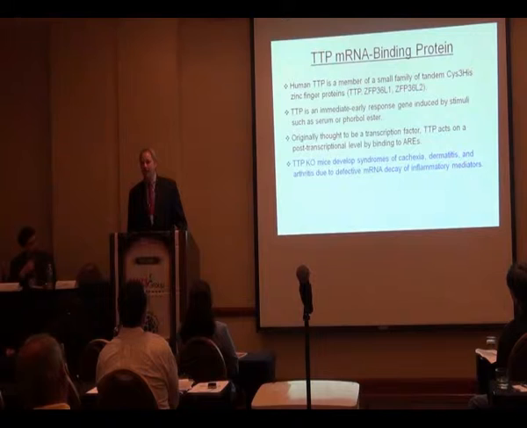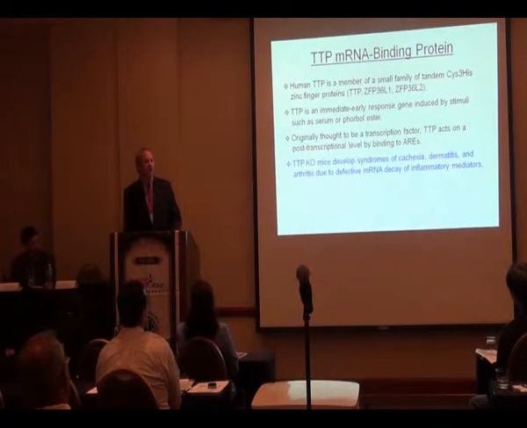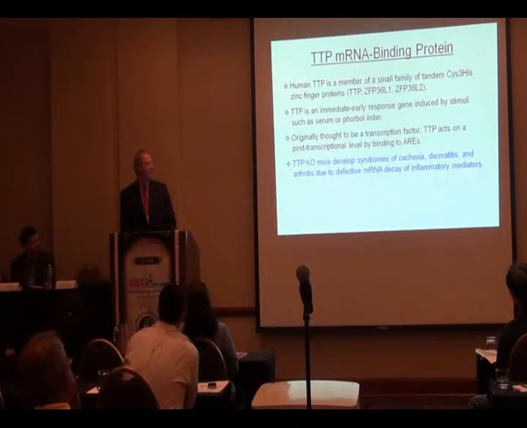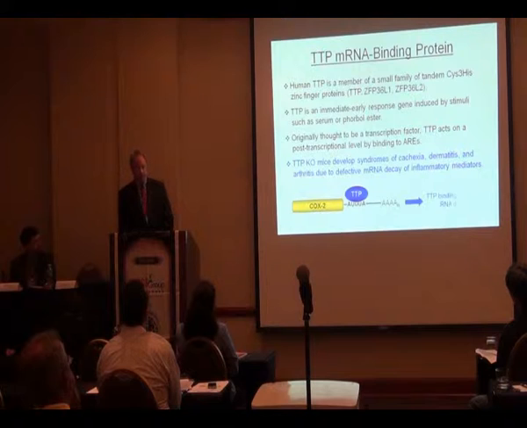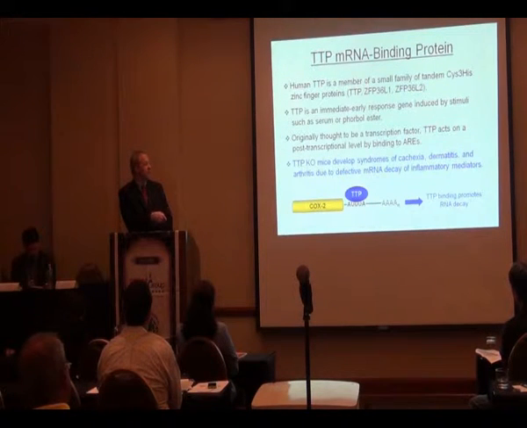Very interestingly, if you take a mouse and delete this TTP protein from its genome, it develops severe inflammatory diseases such as cachexia, dermatitis, and arthritis. And it's been shown that this is due to overexpression of COX-2 and TNF-alpha and other inflammatory mediators. So basically, this protein will bind to RNAs like COX-2 on this signature sequence and promote their decay, thus limiting their expression.